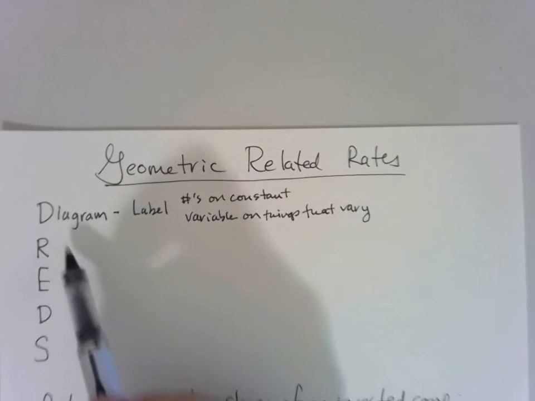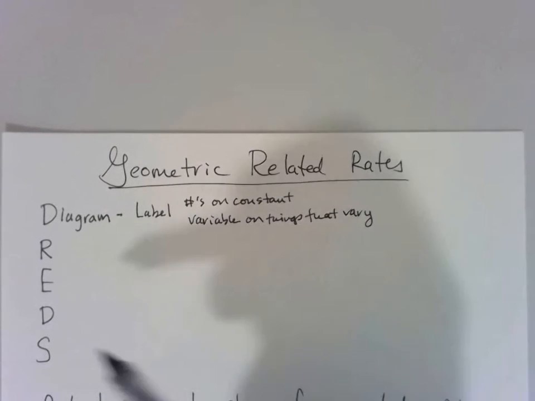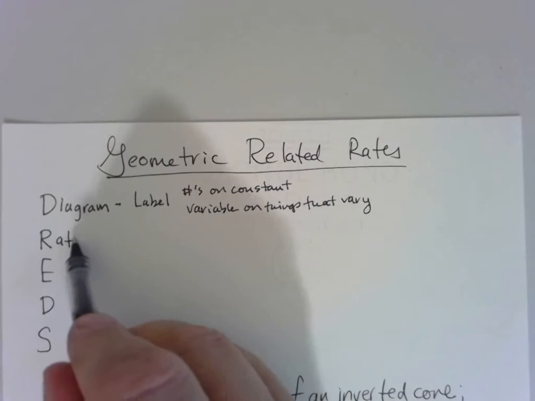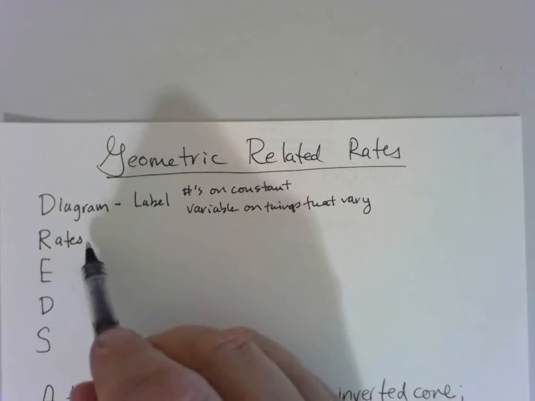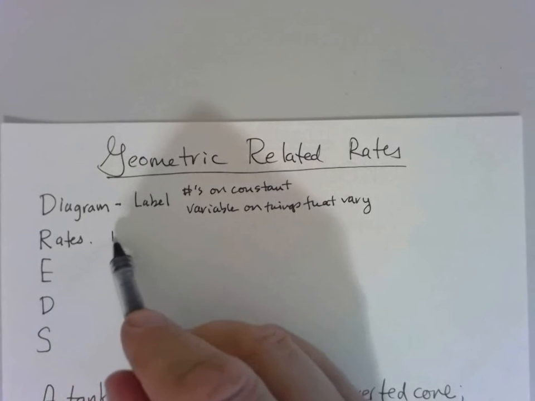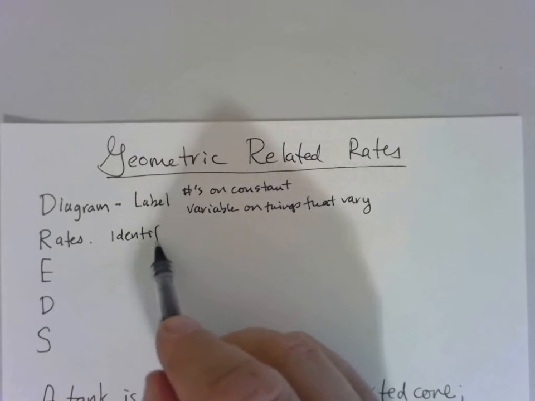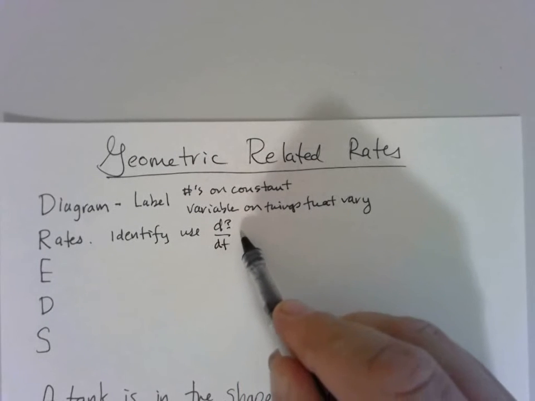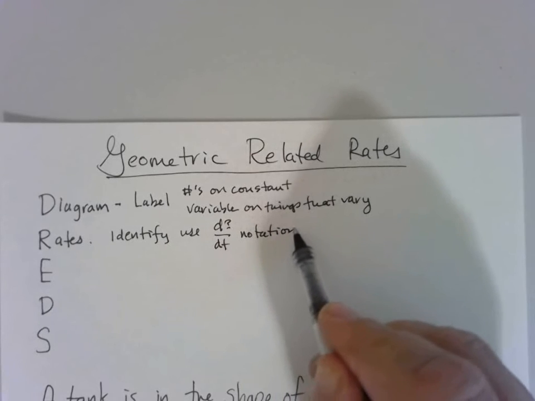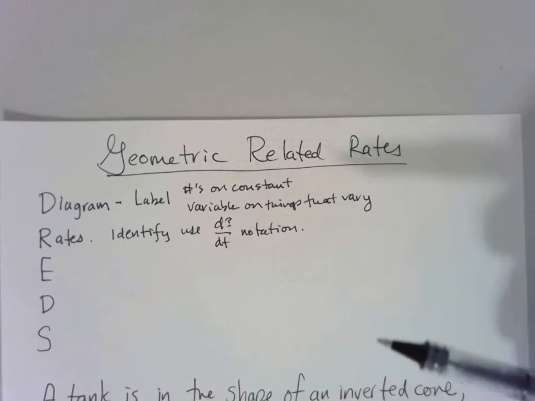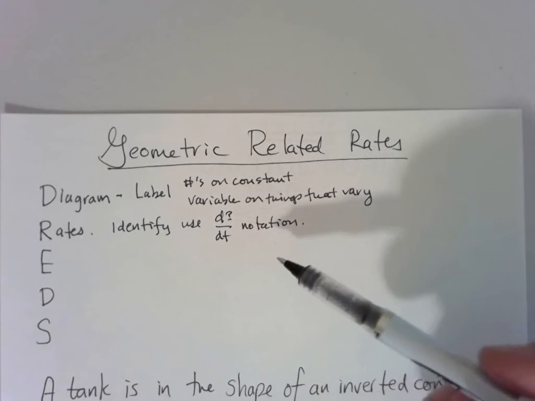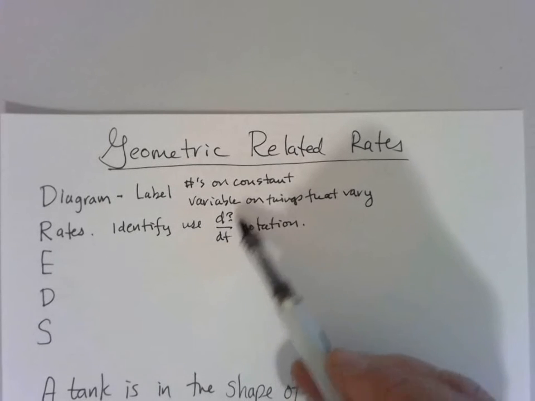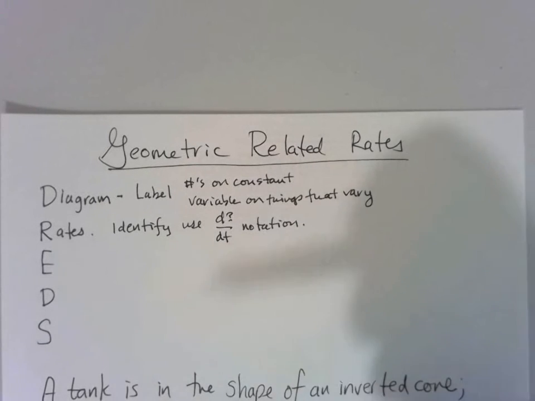This first step and the third step are often the hardest steps in the problem. The derivatives are not necessarily that difficult. The next step is you're going to locate the rates in the problem, and you should be able to identify them using d something dt notation. Typically there's one unknown rate and one known rate, but sometimes there can be problems with more than one known rate. But you should be able to identify them using the variables that you've inputted on the diagram.